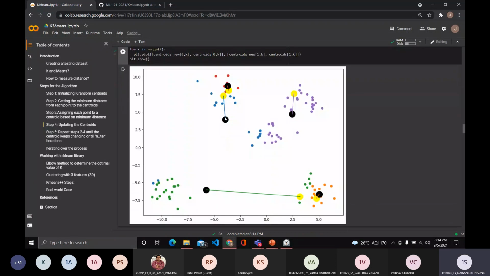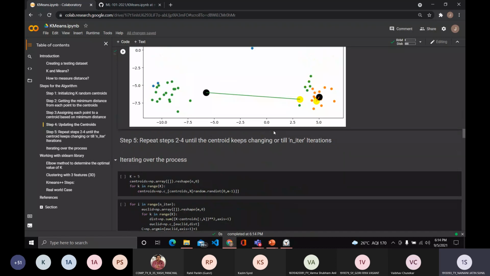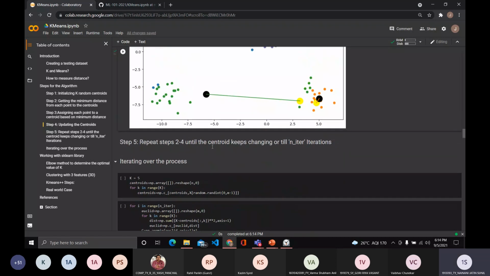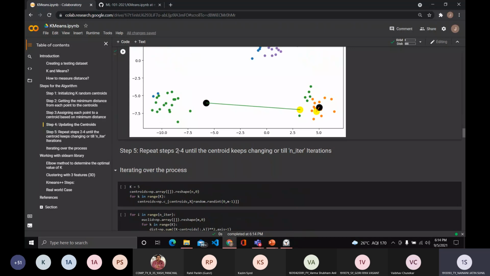And this is how the centroids are shifting. See, this yellow one went here. So all the clusters are going from yellow to black. This is a shift in the centroids. These 4 steps define the first iteration of the algorithm. Now our job is to repeat steps 2 to 4 until the centroids keep changing, or till we hit the max number of iterations.